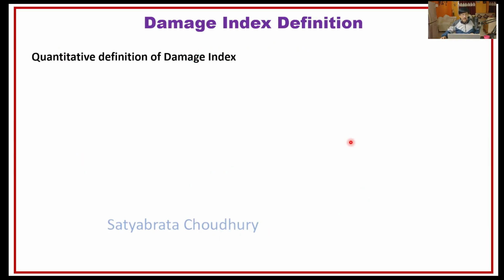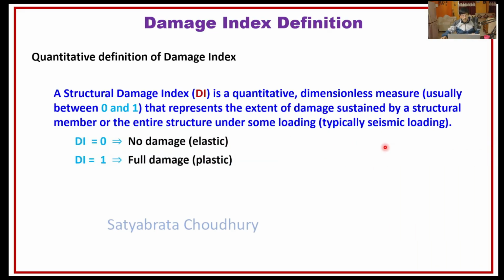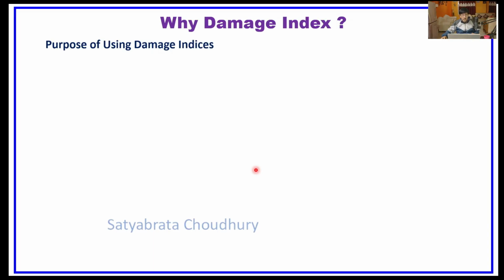Now let us see the definition of damage index. Structural damage index, DI, is a quantitative dimensionless measure, usually varying from 0.0 to 1.0, that represents the extent of damage sustained by a structural member or the entire structure under some loading, typically seismic loading. So damage index is 0 when no damage, system is elastic. Damage index is equal to 1.0, full damage, plastic.